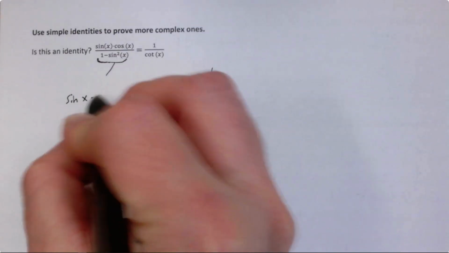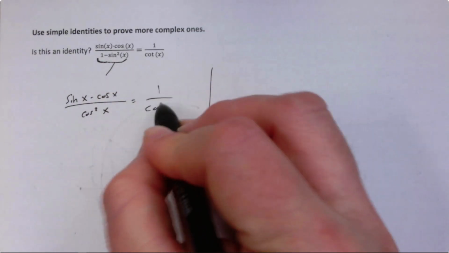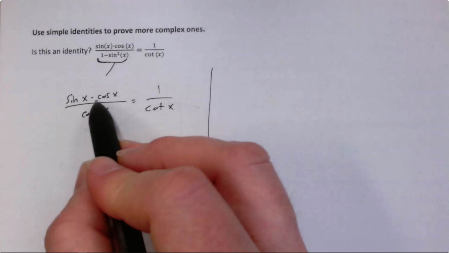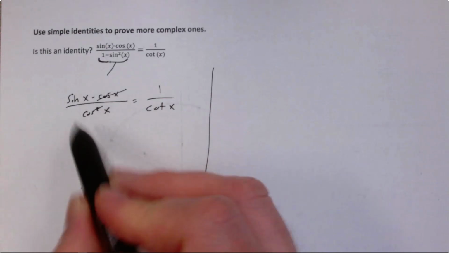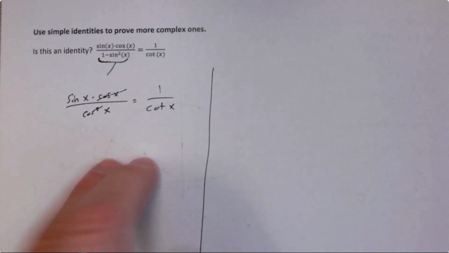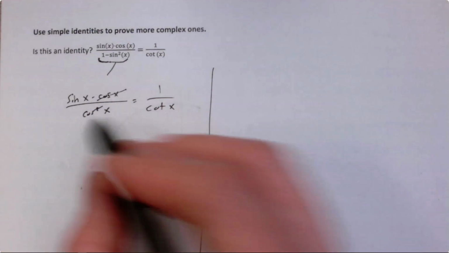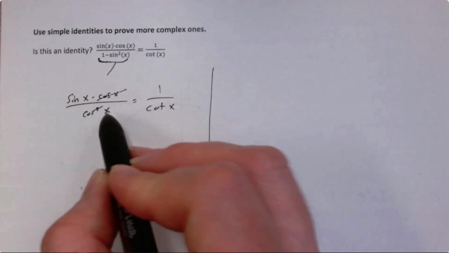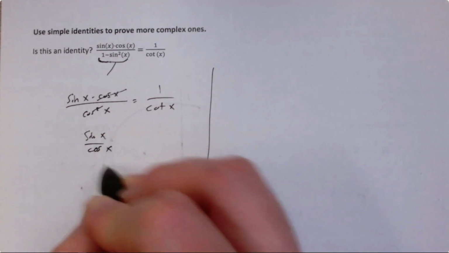So I'll have sine x cosine x divided by cosine squared x equals 1 over cotangent. So now one of these cosines gets divided by one of the 2 cosines in the denominator, because cosine squared is the same as cosine times cosine. So one of those 2 cosines in the denominator divided out. And so now I've got sine over cosine, which is just tangent.